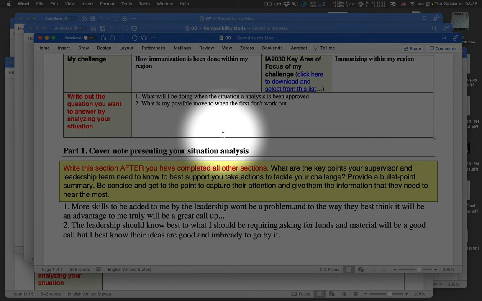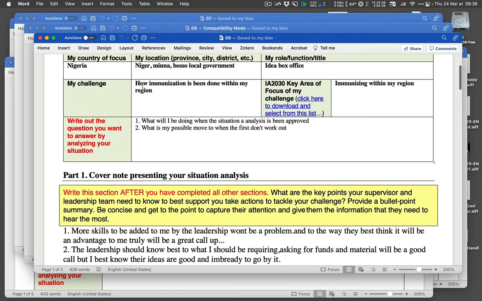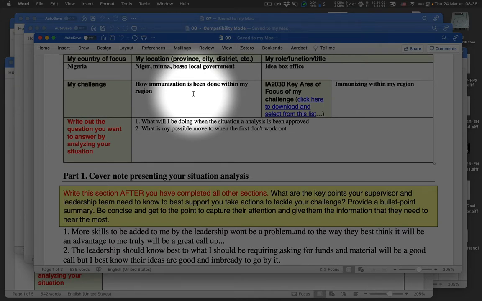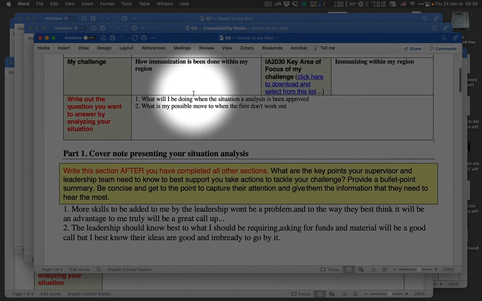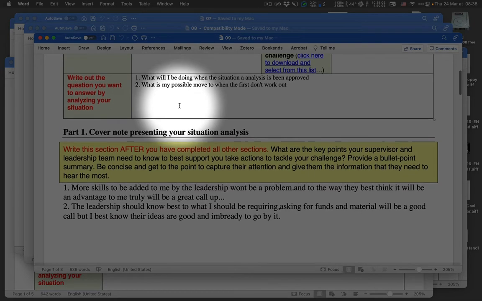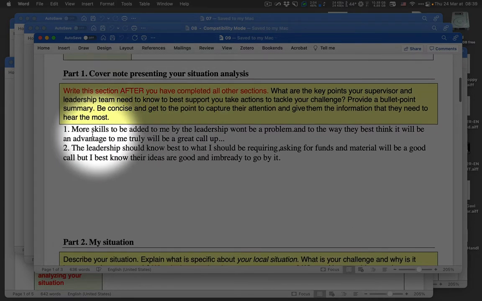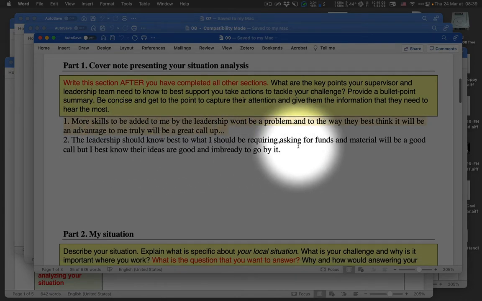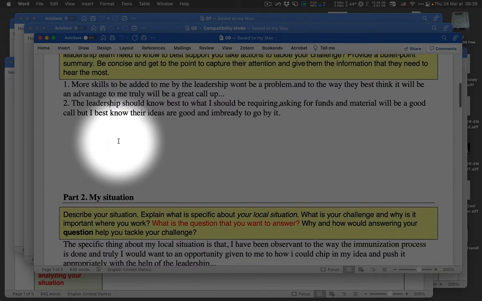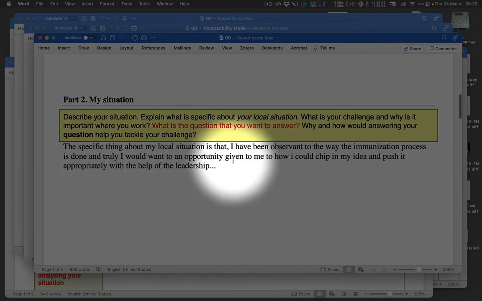You want to put the question at the level of your challenge. So if the challenge here has not been correctly defined, so you say, if you think it's not being done properly, so staff are not skilled enough or not competent or not doing immunization right, then you would want to know, what are the factors contributing to low competency or low performance of immunization staff? That could be an example. All right, this person has written the cover note, more skills to be added to me by my leadership. The leadership should know. So you're actually writing to the leadership, so you can say, dear sir or madam, that's one thing, and you want to only do that once you've figured out the rest of it.